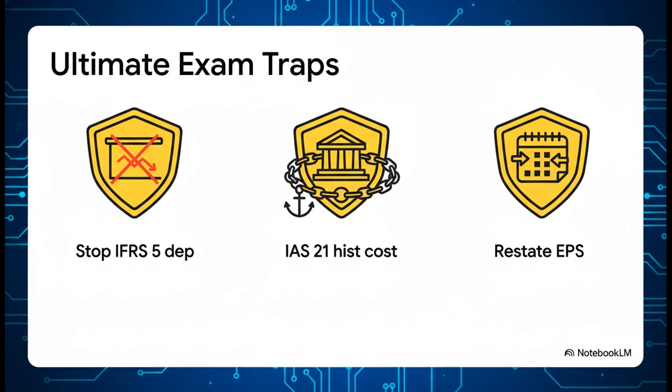Number 1, never ever depreciate IFRS 5 assets once they're classified as held for sale. Number 2, never translate non-monetary IAS 21 items at the closing rate. You've got to keep them at historical cost. And number 3, always restate your prior year IAS 33 EPS for a bonus issue.